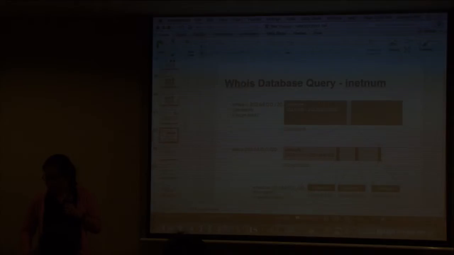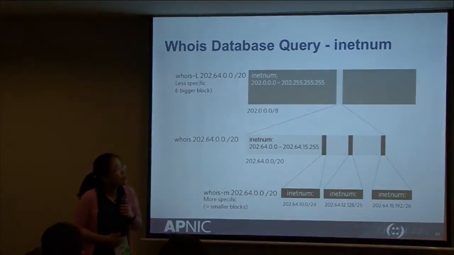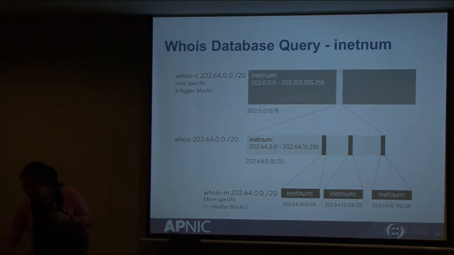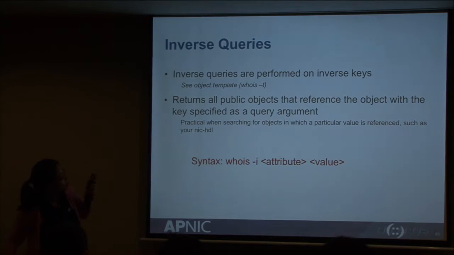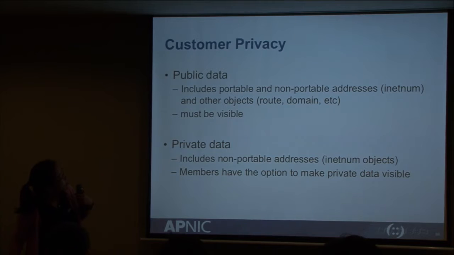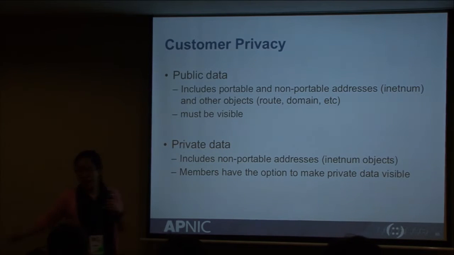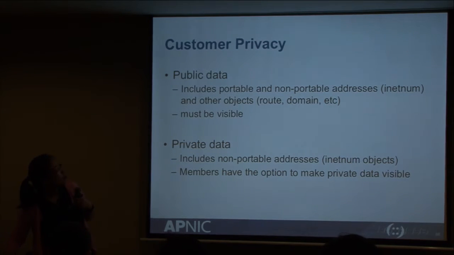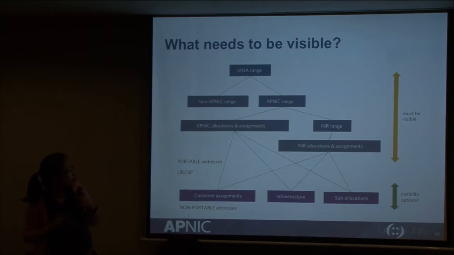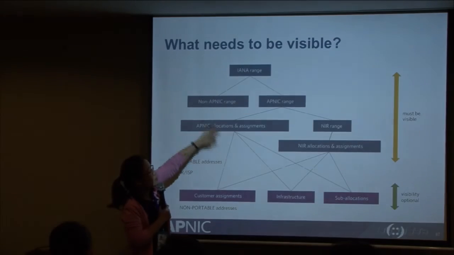Okay, so here is the query for the Whois database, and inverse queries, and we can use some hints from here to do the queries. And here, for public and private, I have mentioned some parts. Some information will be published, some information can be private. So which part should be public?